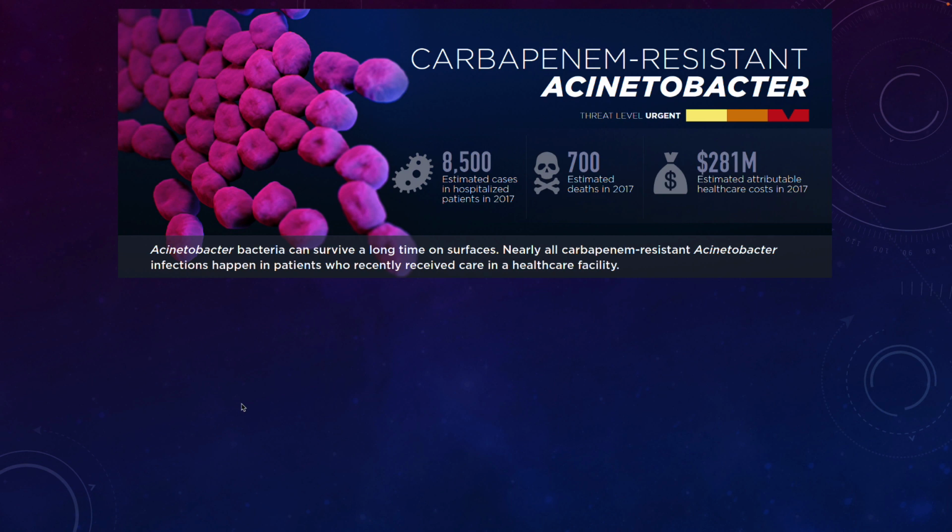These bacteria can survive for a very long time on surfaces, and these infections are almost certainly acquired in a hospital setting. Almost all the patients who've had them recently received care in a healthcare facility. So this is, again, really trying to highlight to you as a potential medical professional how important it is to control infection within a hospital setting. So those of you who are interested in medicine, if you're going to be working with patients, you have to do everything you can to keep the environment around you as sterile as possible.